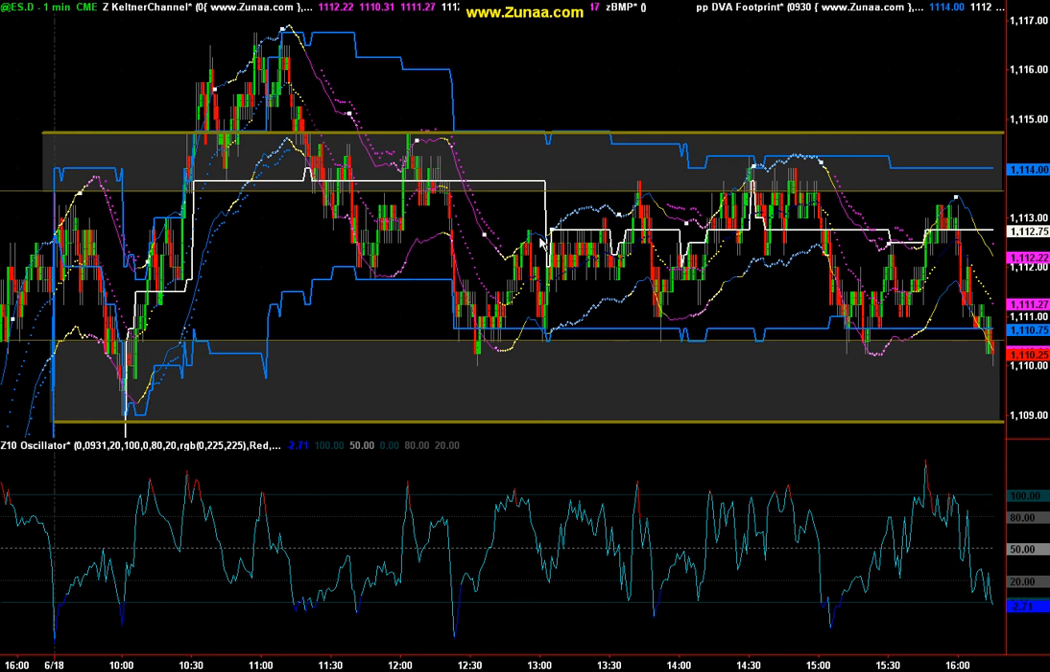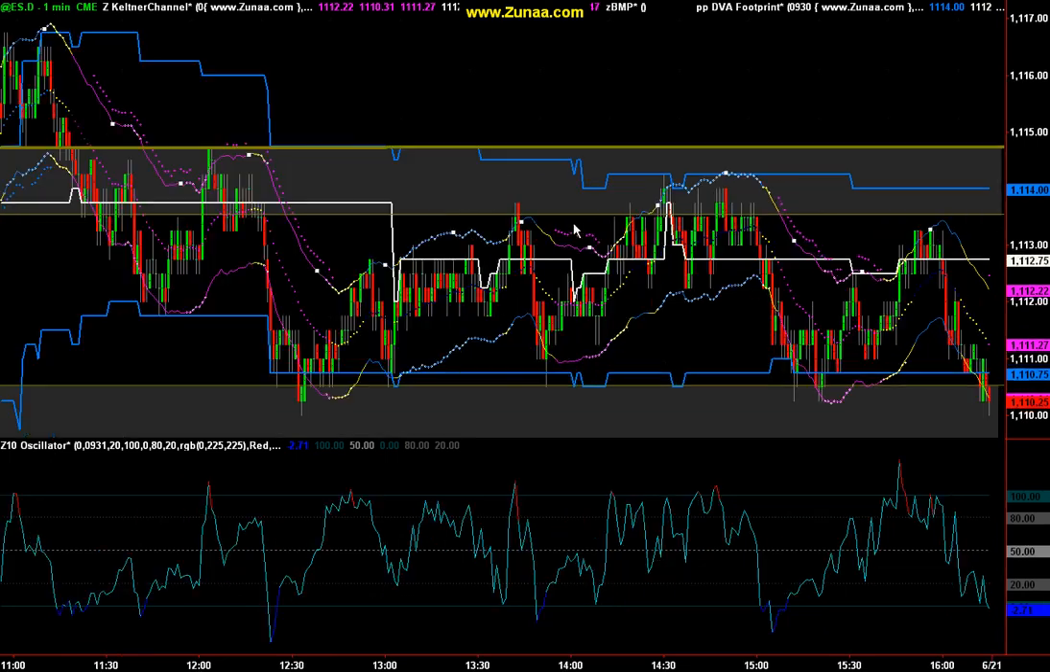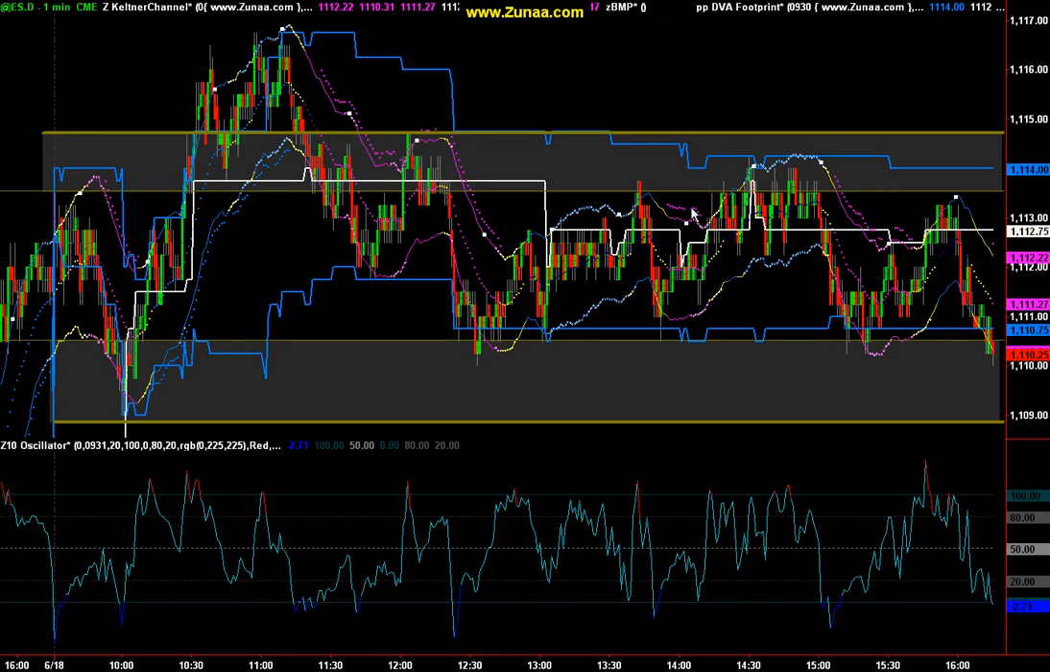Now, one thing to keep in mind: when price action gets really narrow range like we have in this area here, the trend that's built into the Z-Keltner really goes out of the window. In other words, when you get to this area, it's all a matter of fading resistance and fading support.